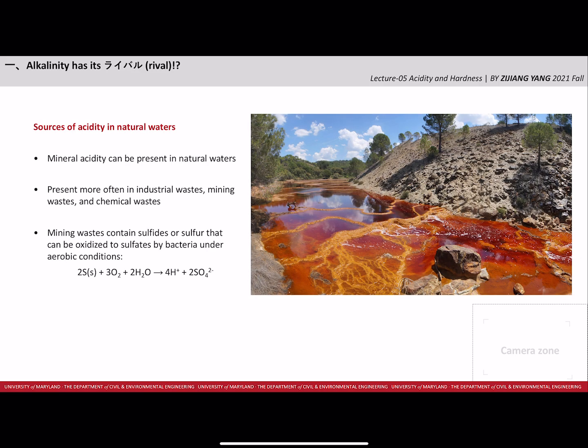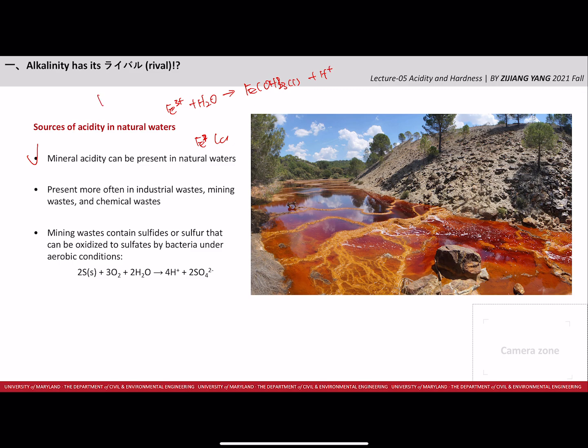We have some other sources except for CO2. The first one is mineral acidity. Mineral acidity can be present in natural waters because we have rocks, and these rocks may contain Fe or copper, and when they dissolve in the water, they can generate H+. For example, Fe3+ can react with water to form Fe(OH)3, which is a solid, and H+.